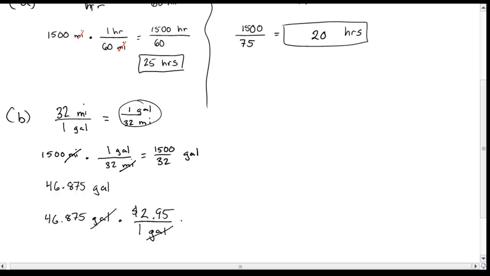Again, I'm just showing you that the fractions and labels really do all cancel and line up real nice. Now, when you multiply fractions, multiply across the top, so 46.875 times 2.95, I get $138.28.